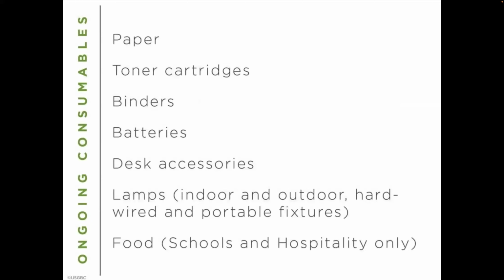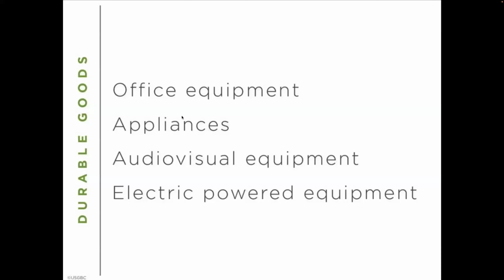All right, so some common recycling consumables are paper, toner cartridges, binders, batteries. You get the idea. Food. These are some common things that would be the categories. Durable goods, okay, office equipment. So we're talking chairs, desks, appliances, fridges, computers, copiers, audiovisual equipment, electric powered equipment. All those things are durable goods.